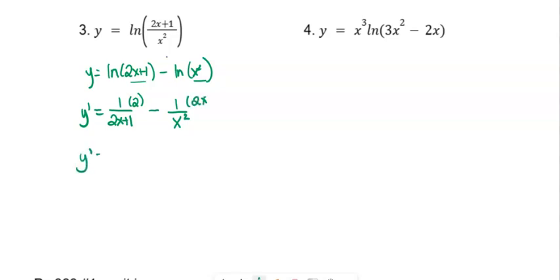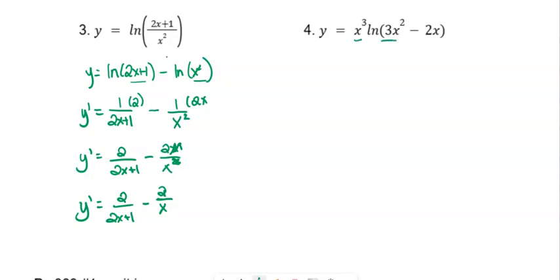And now I'm going to just rewrite that. And actually I can simplify this, get rid of that guy. 2 over 2x plus 1 minus 2 over x. Okay, last one, I've got a chain rule here and a ln function.